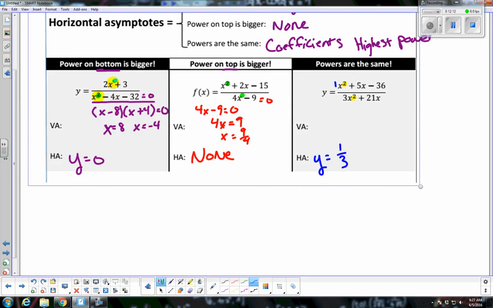Vertical is also easy. We just set this equal to 0 and solve the bottom. If you look here, we have a GCF of 3x. So 3x comes out, and you get x plus 7 in there equals 0. This piece right here, 3x, is going to be 0, so x equals 0 is an asymptote. And this piece right here is going to be negative 7, so x equals negative 7 is an asymptote. And there you go. That's how you find the asymptotes by hand. They're not very hard to do.